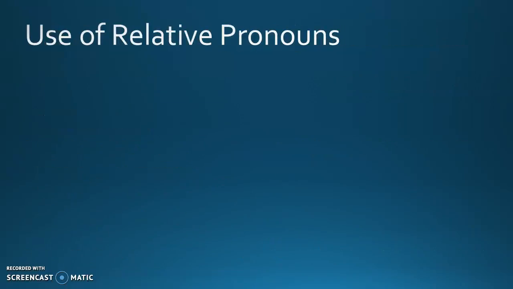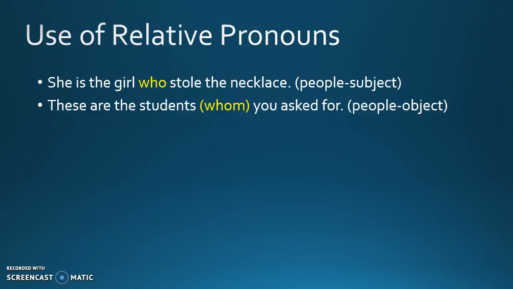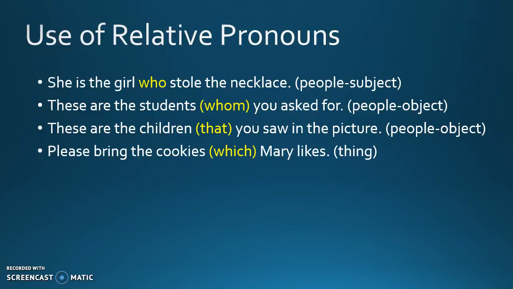When do we use the relative pronouns? Well, we're going to use who for people in the subject position. We're going to use whom for people in the object position, and as you see, it can be omitted. So if you see it between parentheses, that means it can be omitted. So you say, these are the students whom you asked for, or you just say, these are the students you asked for. The other relative pronoun, that, can be used for people in object or subject position. In the example, we have it as an object in which it can be omitted. These are the children you saw in the picture, or these are the children that you saw in the picture.